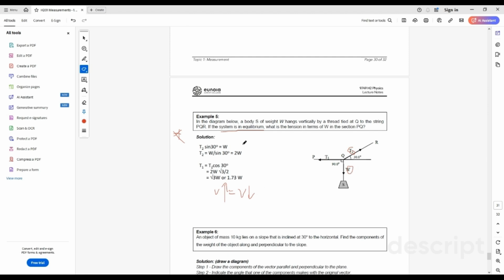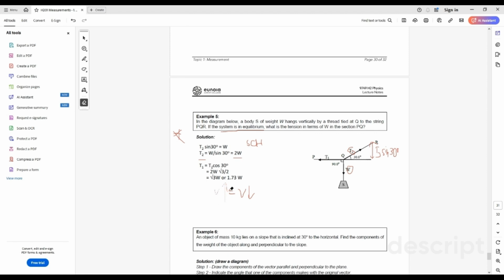So therefore, by using the formula SOH to calculate the opposite, we know that this vertical force applied by T2 is T2 sine 30 degrees, and T2 sine 30 degrees will be equal to the weight. So we just substitute, and then we know that T2 is equal to 2W.